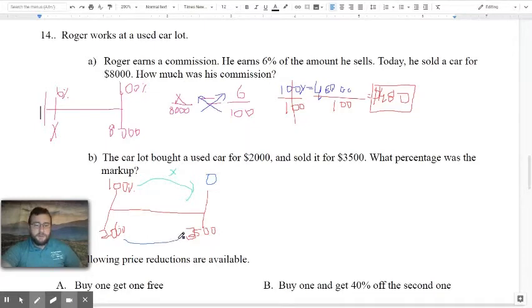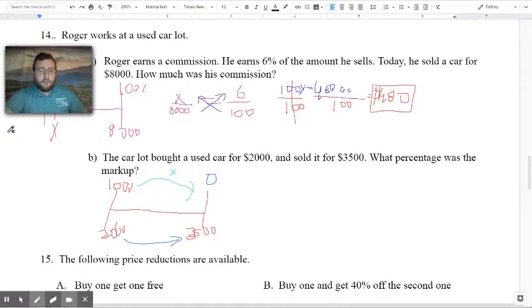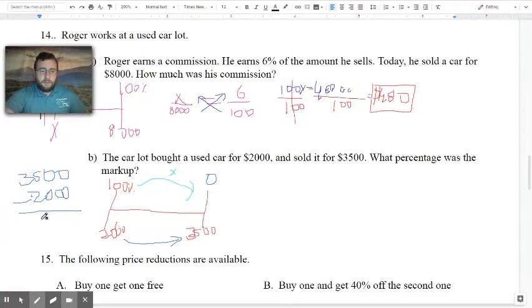But if I use the gap itself, the difference between these values, then I will be able to get my answer. So what I'm going to do is figure out what the gap is first. So that's 3,500 minus the original 2,000. And of course, it's easy enough to do in your head. You get about $1,500 for this gap. So that means that what I'm adding here is $1,500.